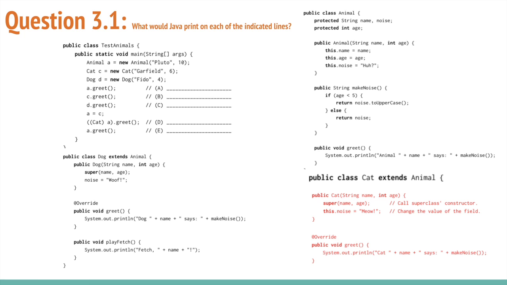In question 3.1, we want to know what each of these lines in TestAnimal's main method will print, given our previously defined classes, Animal and Cat, along with the additional Dog class defined here. So inside of our main method, we have an Animal a with name Pluto and age 10, a Cat c with name Garfield and age 6, and a Dog d with name Fido and age 4. And then each of them calls the greet method.